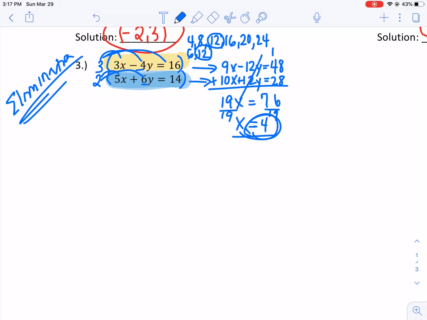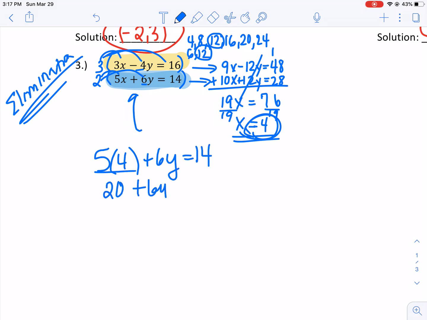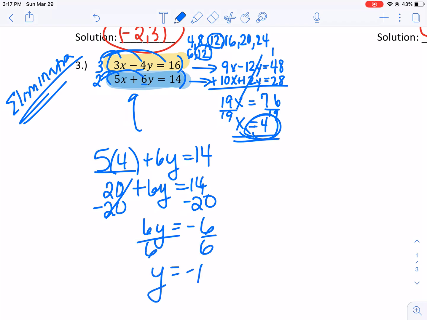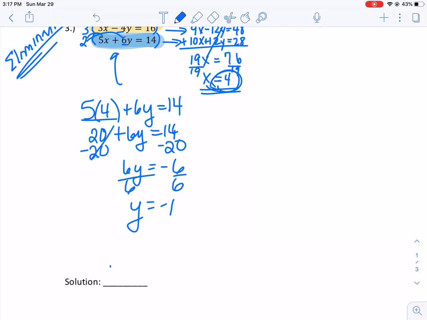Okay, so we had just solved for what our x value is, and now it's time to solve for our y. I'm going to plug into my second equation. All right, since they're all positive, 5 times 4 plus 6y equals 14. 5 times 4 is 20, plus 6y equals 14. I'm going to subtract 20 from both sides. 6y equals negative 6. Divide both sides by 6 and get y equals negative 1. So my solution is 4, negative 1.